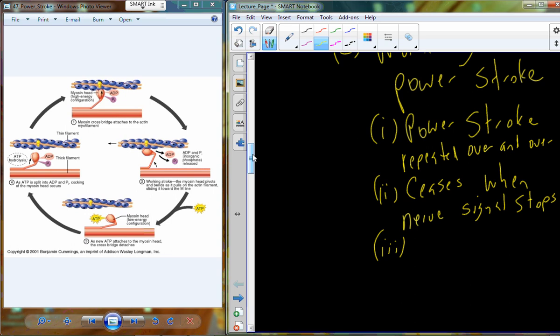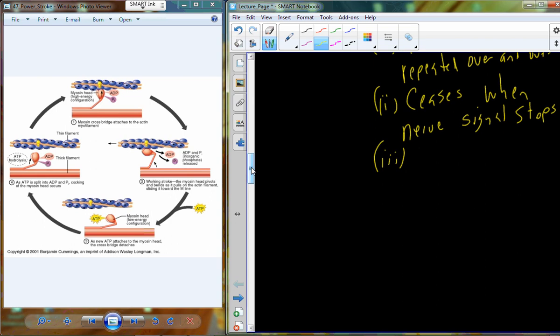The nerve signal has stopped here. I have to use another muscle to bring these muscles, these sarcomeres, back to their original positions. So don't be confused that when the nerve signal stops you just go limp. Really, you just no longer have that work cycle occurring in that particular muscle.